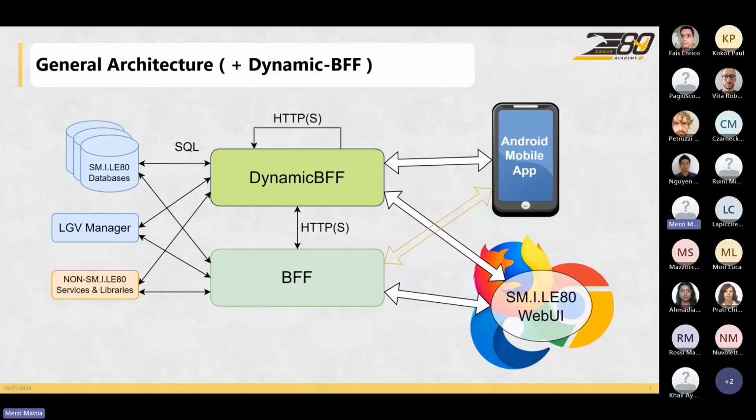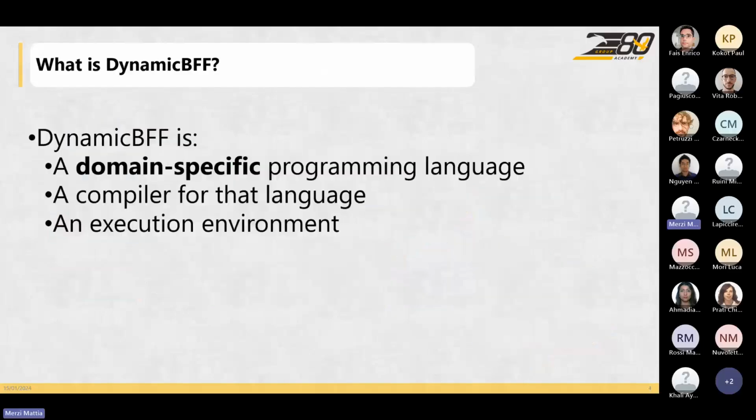So what is this Dynamic-BFF? Well, the Dynamic-BFF is a couple of things together. It's the domain-specific programming language that we're going to talk about in the next slides. It is a compiler for that language and an execution environment.